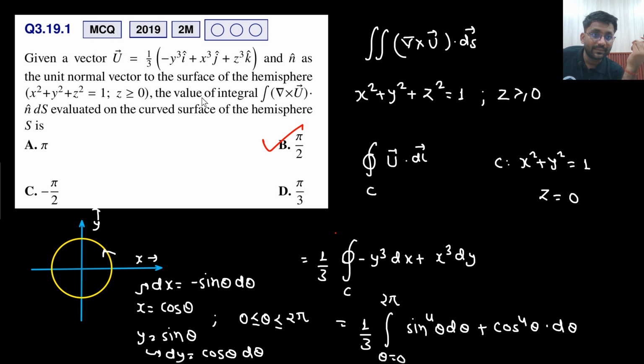It could be inside as well, right? Why have you taken plus k cap only? Minus k cap is also possible. So both answers are actually possible. So this was not framed in a good manner, to be very honest.